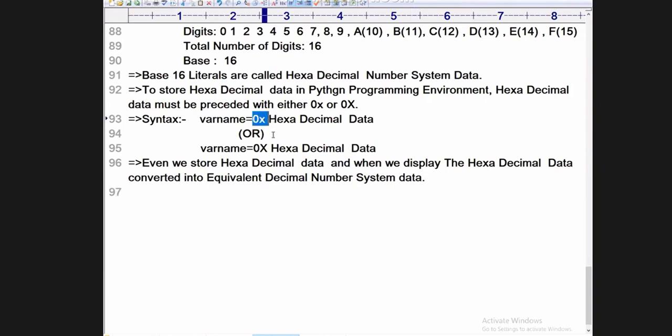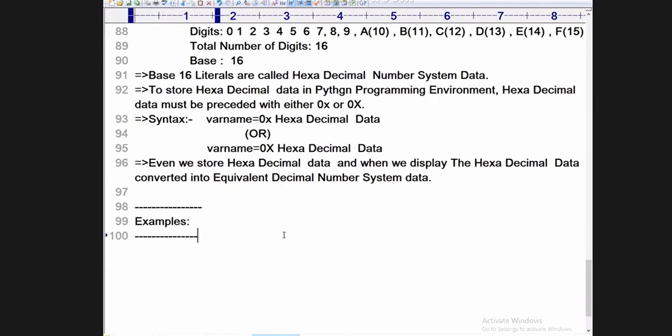So this 0x, or 0X, is the hexadecimal number system prefix, followed by examples. As usual, we have something like this. Let me go to the example part here, and how it is most useful.